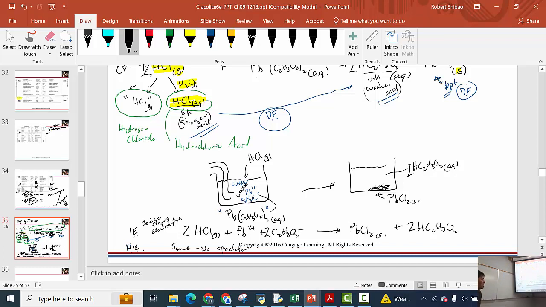A spectator would not change. So, for example, Pb2 plus on the left and a Pb2 plus on the right would be considered a spectator. But here we have Pb2 plus on the left, but we have PbCl2 on the right, and so it's not the same. How would you know when they're going to be spectators? You'll see that they're the same on both sides. For example, acetate and acetic acid are different. But if I have acetate on the left and acetate on the right, then those are spectators. We can cancel those out.